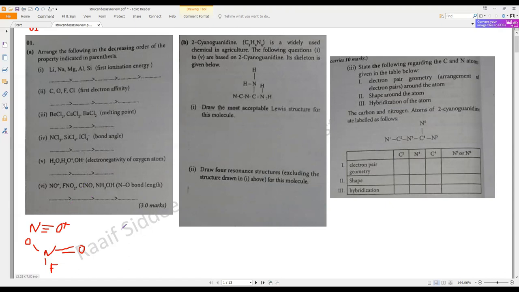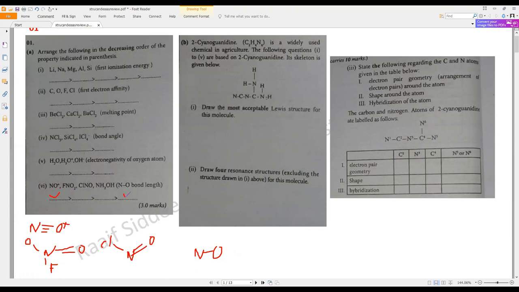And ClNO, again, there will be a double bond here like this. And NH2OH, there will be a single bond. I'm not going to draw this full structure. When you consider the bond length, for NO+ you can see there is a triple bond. When there is a triple bond, the overlap between these orbitals is very small, so it will have the minimum bond length here. And NH2OH has the single bond, so it will have the highest, so it will be here, NH2OH, and NO+ will be here, which is the smallest one.